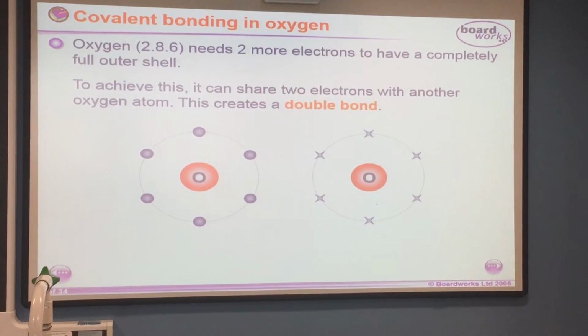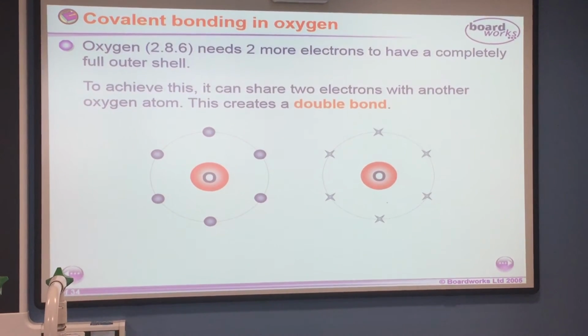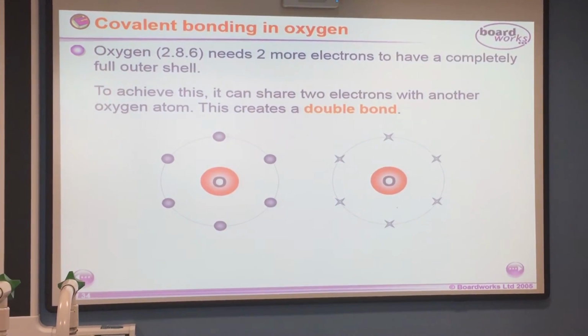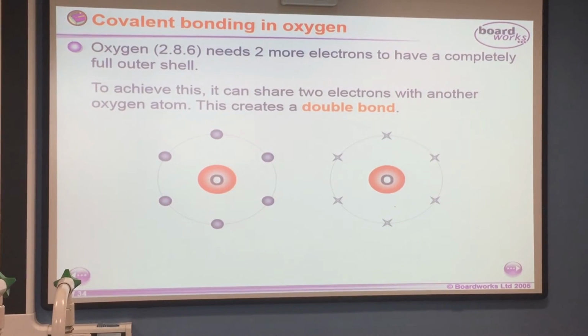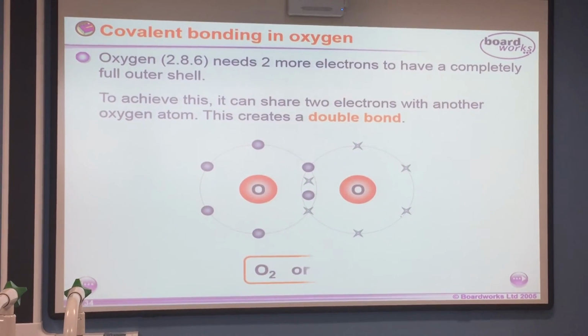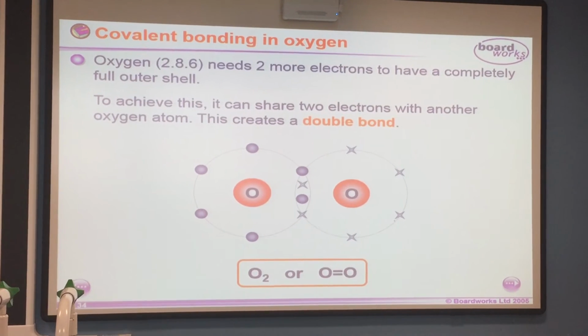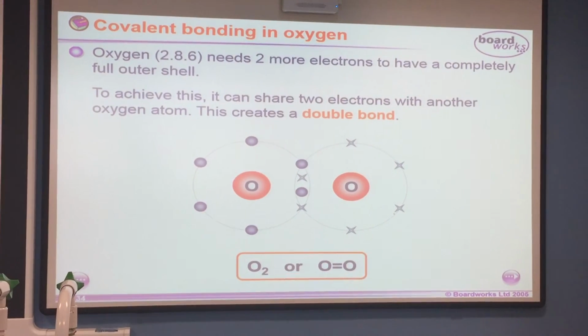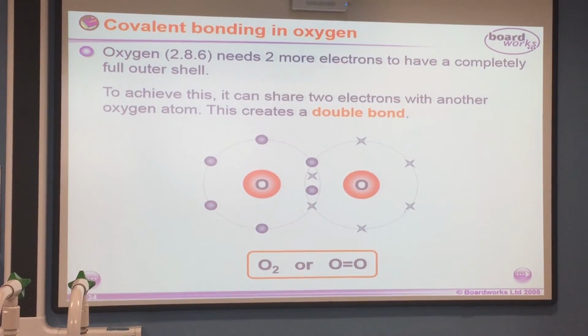Yeah, so they can share 2 electrons. They both need 2 more, so they can both share 2 electrons, which will create a double bond between the 2 oxygen atoms. Okay, so they're sharing 2 electrons and we get a double bond.